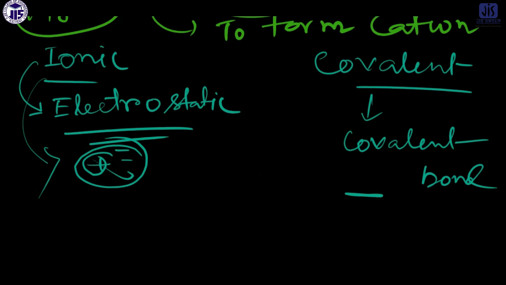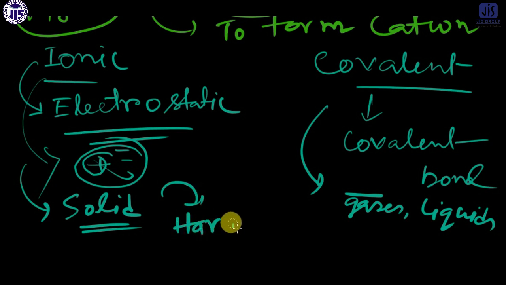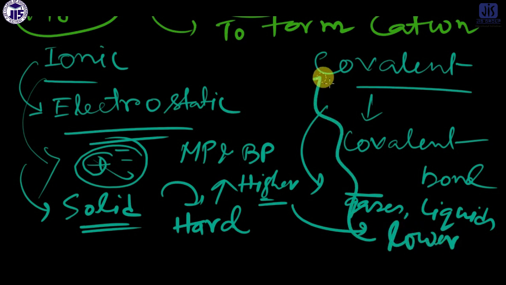Next, ionic compounds are mainly solids, and covalent compounds are mainly gases and liquids. And when compounds are solid, obviously they are hard, and their melting point and boiling point will be higher. The melting point and boiling point are comparatively lower in the case of covalent compounds.